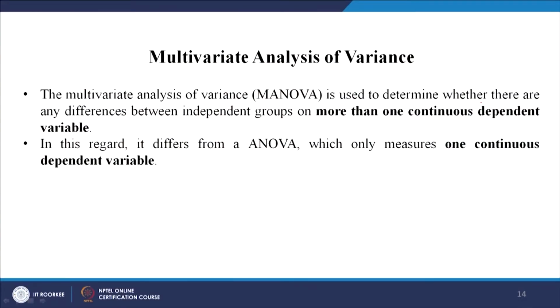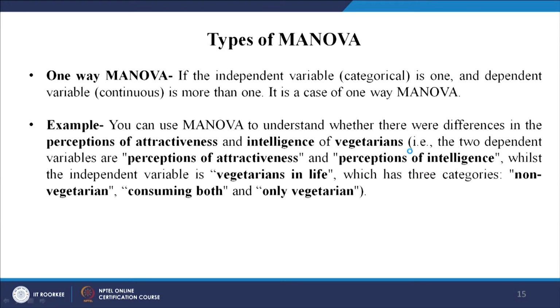So, multivariate analysis of variance, we will just see, is used to determine whether there are any differences between independent groups on more than one continuous dependent variable. In this regard, it differs from an ANOVA, which only measures one continuous dependent variable. So, that is the difference, right.